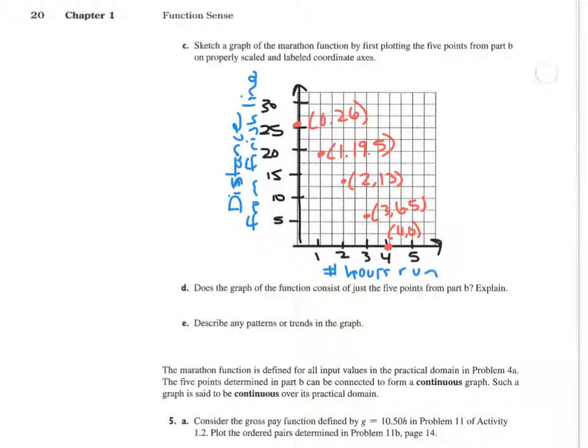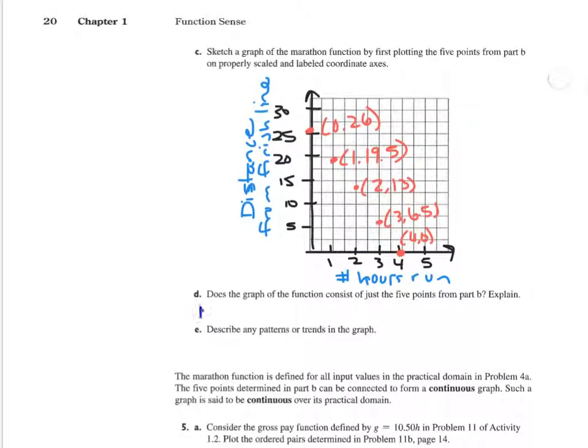Okay, so does the graph consist of just 5 points? It doesn't. I have 5 points, the inputs that I picked, but this works for my hours. The number of hours can be anything in between 0 and 4. So it's not just those points.